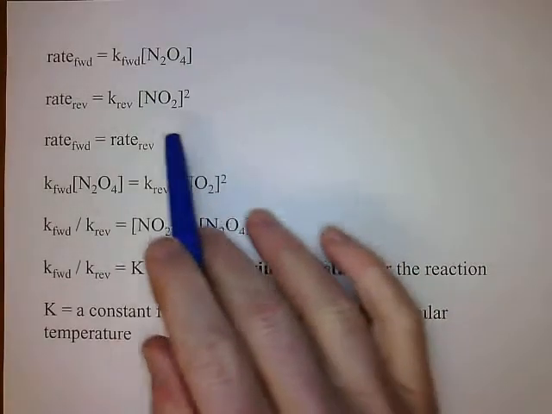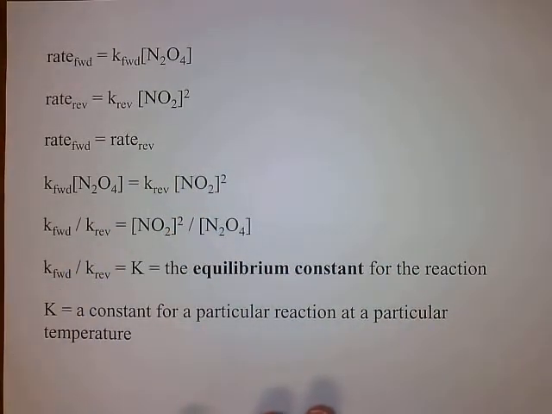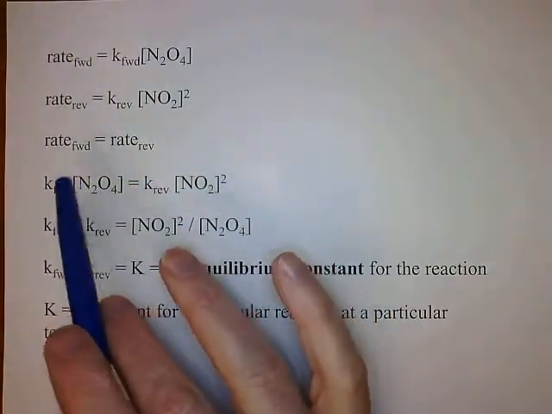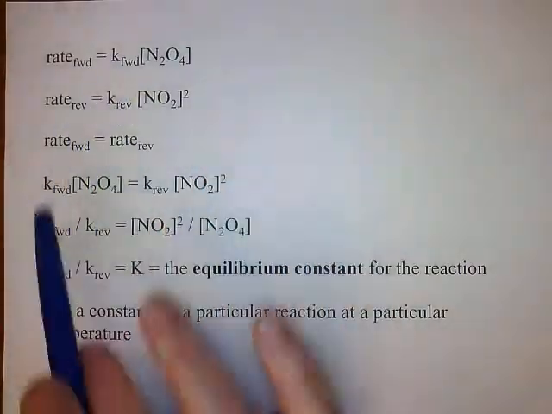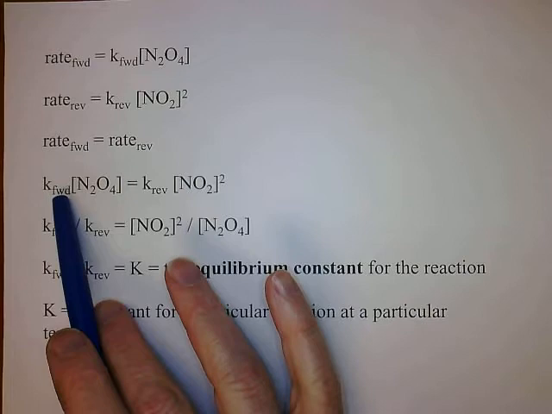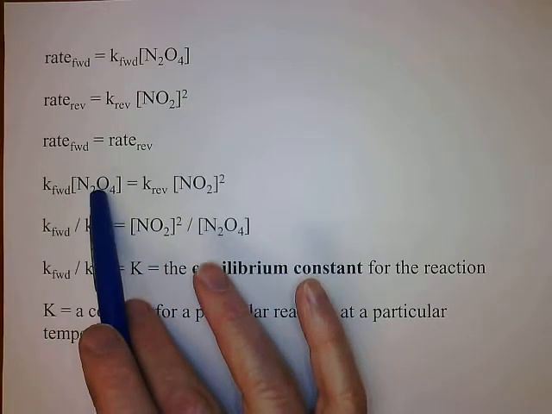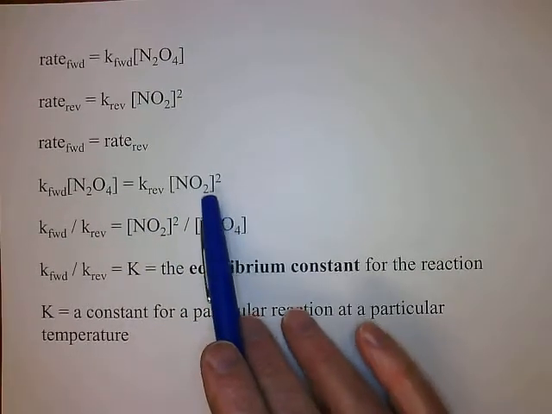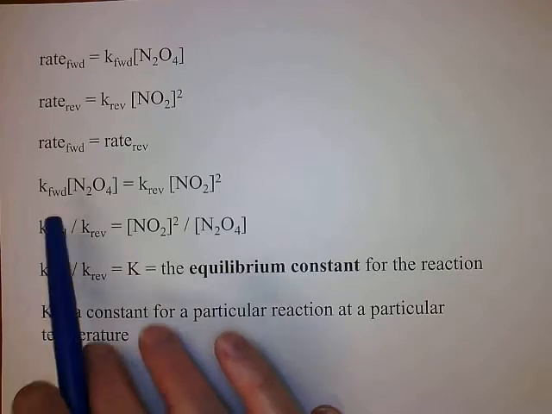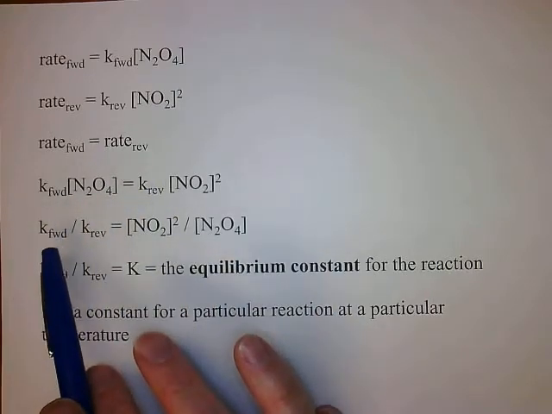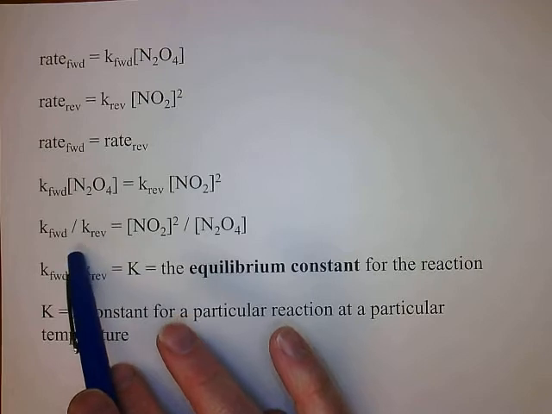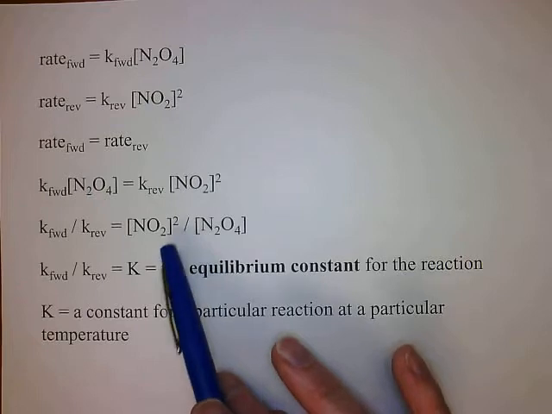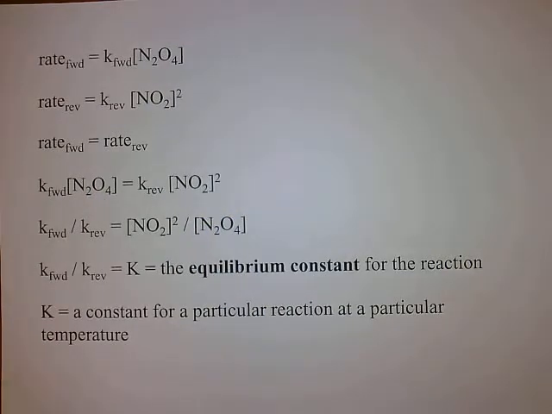Okay, so what we're going to do is take the ratio of the two rates. So the rate constant for the forward reaction times this concentration is equal to the rate constant for the reverse reaction times the concentration squared, right? So we rearrange it and say the rate of the forward reaction divided by the rate of the reverse reaction is basically the concentration of NO2 squared over N2O4.